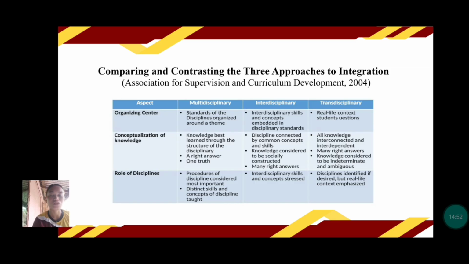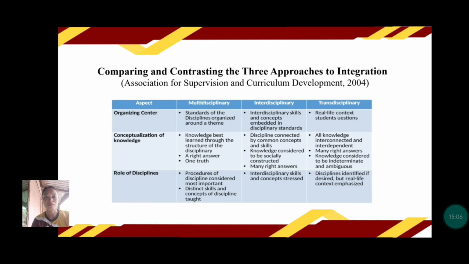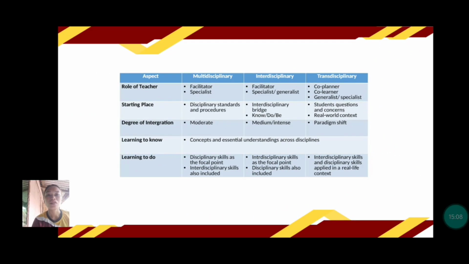In the role of discipline aspect, procedures of disciplines are considered most important, with distinct skills and concepts of the discipline core. While in interdisciplinary, skills and concepts are stressed, while in transdisciplinary, disciplines are identified if desired, but real-life contexts are emphasized. Next is the role of the teacher. In multidisciplinary, facilitator and specialist. While in interdisciplinary, facilitator, specialist or generalist. While in transdisciplinary, co-planner, co-learner, generalist or specialist.